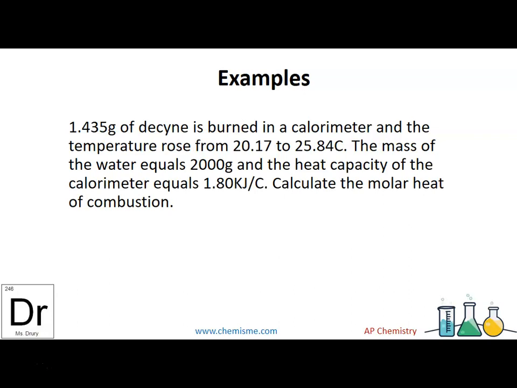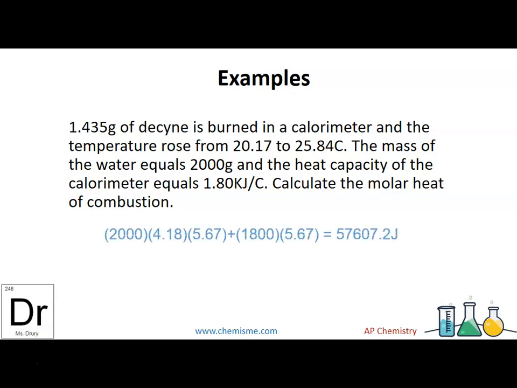So if we wanted to talk about one more example: a 1.435 gram sample of decane iron is burned in a calorimeter, and the temperature raised from 20 to 25 degrees Celsius and change. The mass of the water equals 2,000 grams, and the heat capacity of the calorimeter, which is also absorbing your heat, is 1.8 kilojoules per every Celsius it changed. We want to know what the molar heat of combustion is. How much did we release when it was burned?